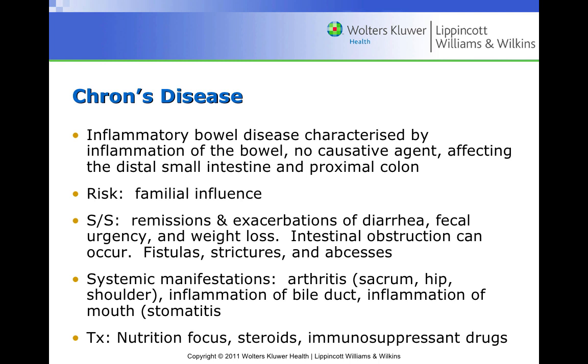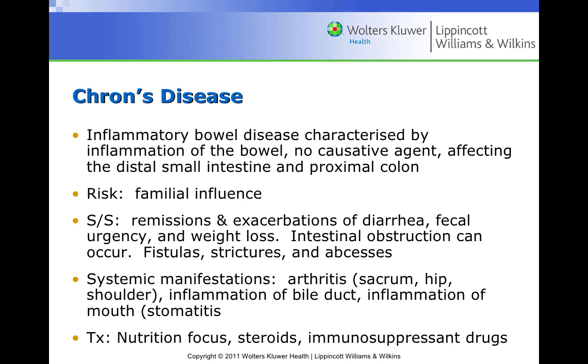Crohn's disease is an inflammatory bowel disease that has no causative agent. It mainly affects the distal small intestine and the proximal colon, so it's up a little higher in the GI tract. We know that it is an autoimmune disease. We know that there is a familial link. So if someone in your family has Crohn's disease, you are more prone to be blessed with it.